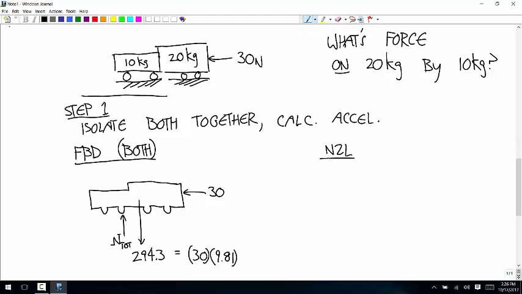So Newton's second law says, all right, so now we have to take the step of going from, we have these arrows drawn, but we have to represent those as vector components. So if we have a vector with a magnitude of 294.3 pointing down, what would be the vector components? 0 for x, and then negative 294.3 because it's in the negative y direction.